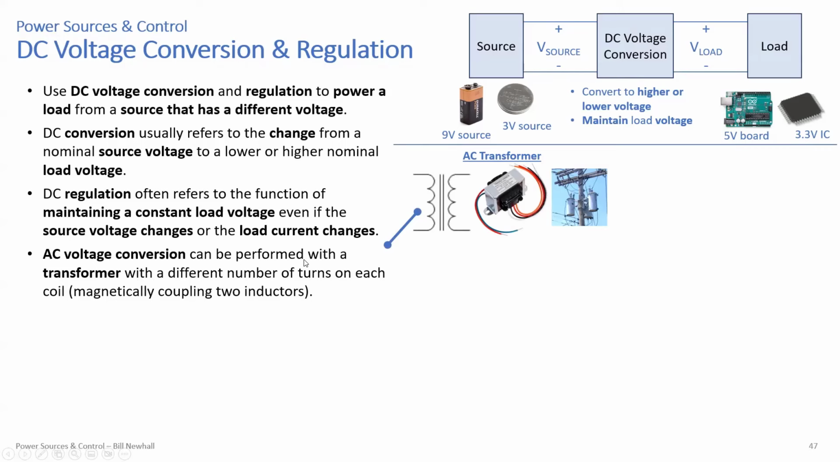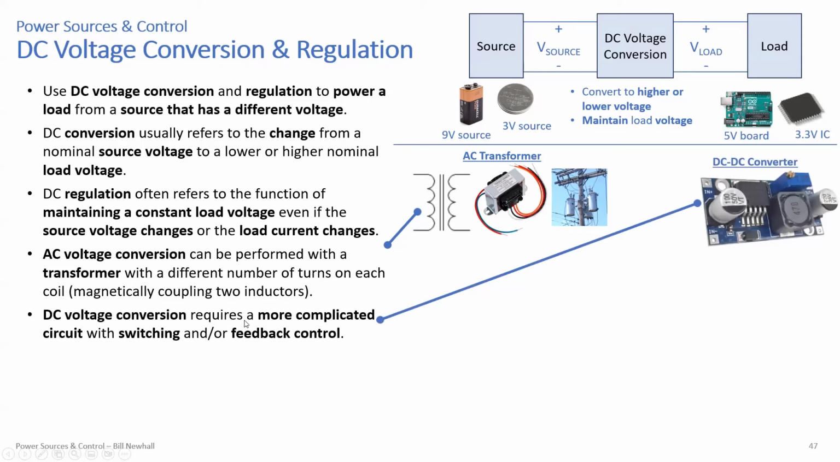But that requires an AC waveform because of the way you induce a voltage: you take a primary coil, you create a magnetic field that induces a voltage on a secondary coil, and you have to have a time-varying magnetic field, time-varying current, time-varying voltage to do that.